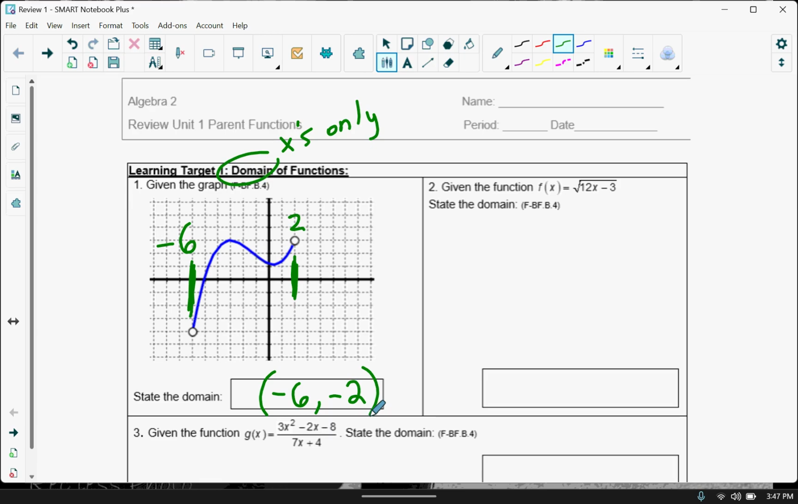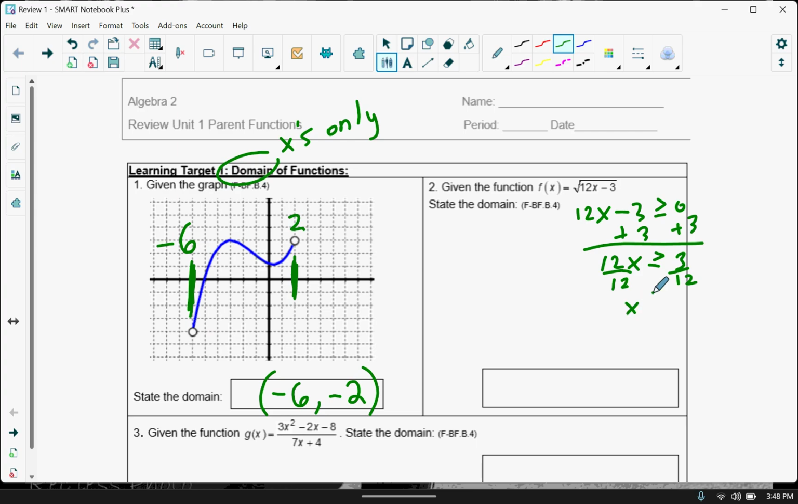Number 2 says, given the function f of x is equal to the square root of 12x minus 3, and that's all in the square root, state the domain. And when you're talking about a domain of a square root, you always take the stuff that's inside and you set it greater than or equal to 0. Then you pretend like it's a regular equal sign and you just solve it. So I'm going to add 3 to both sides. So I'll have 12x greater than or equal to 3. Divide by 12 on both sides.